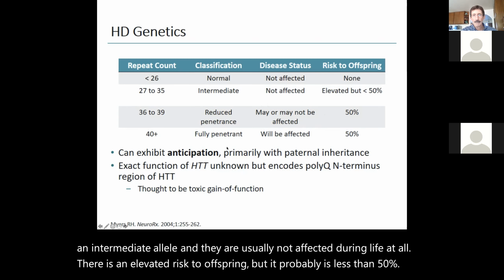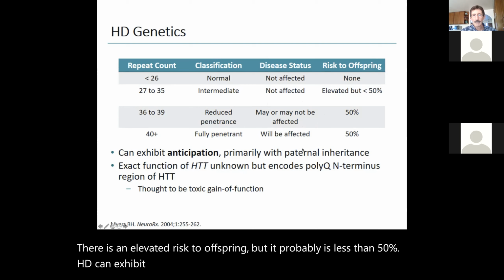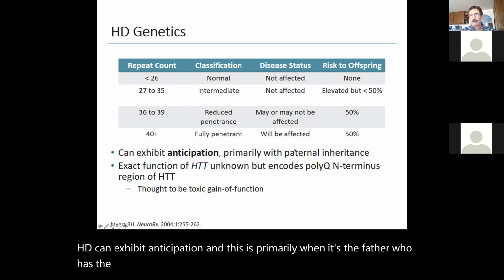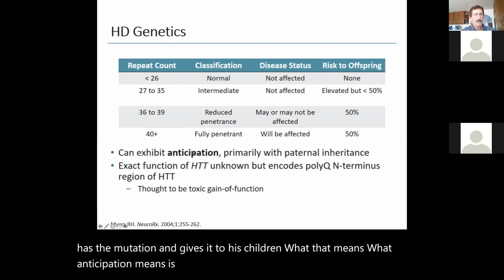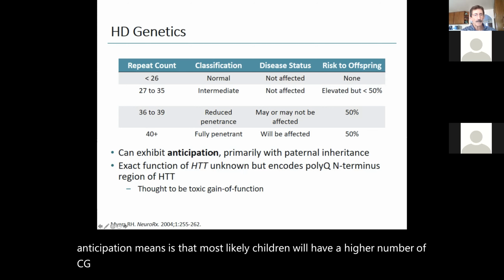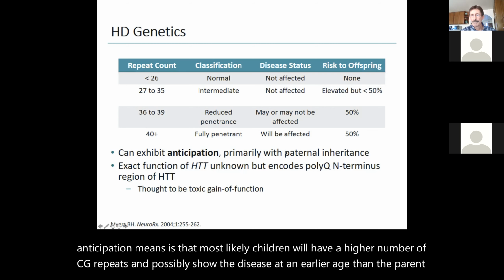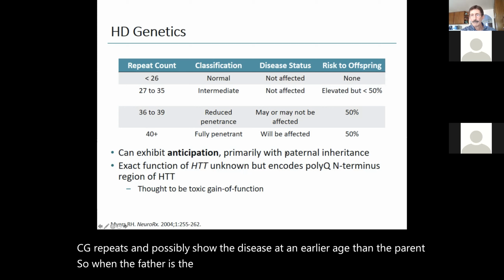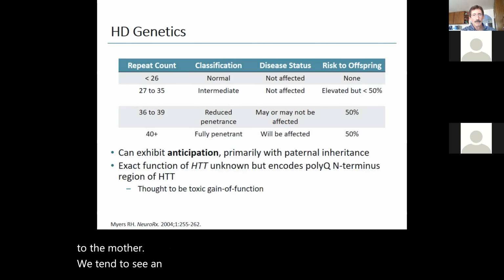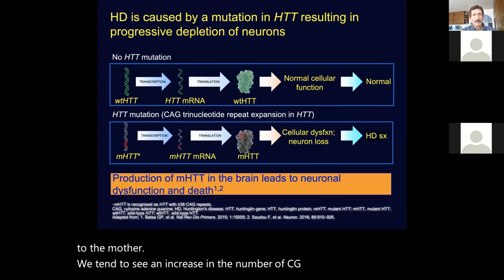HD can exhibit anticipation, and this is primarily when it's the father who has the mutation and gives it to his children. What anticipation means is that most likely children will have a higher number of CAG repeats and possibly show the disease at an earlier age than the parent. So when the father is the person who has the mutation as opposed to the mother, we tend to see an increase in the number of CAG repeats in the next generation.